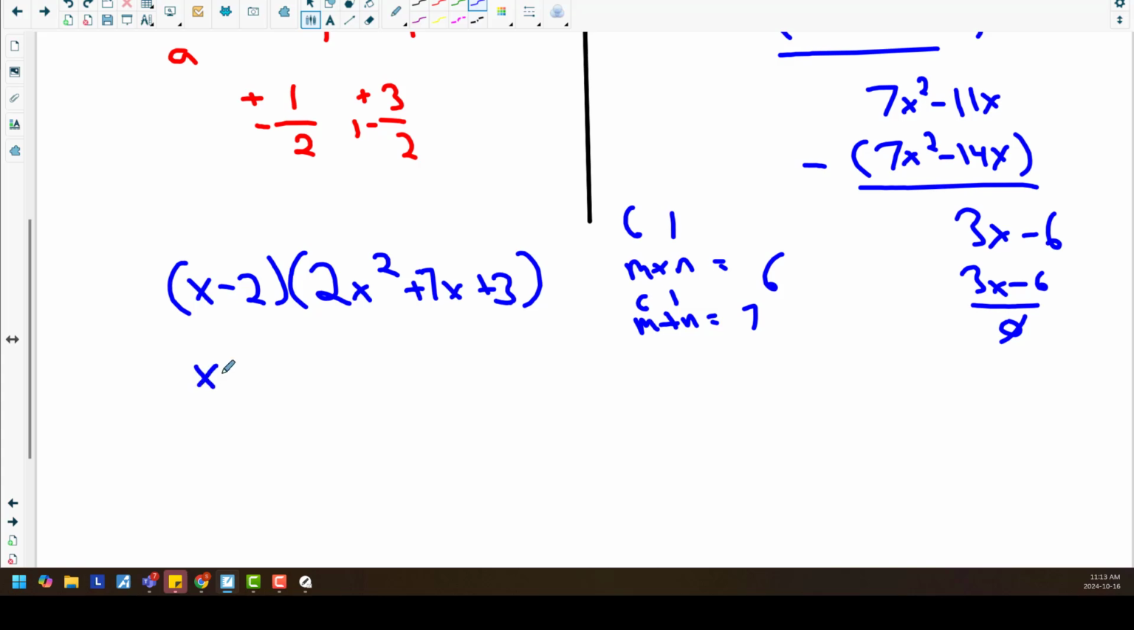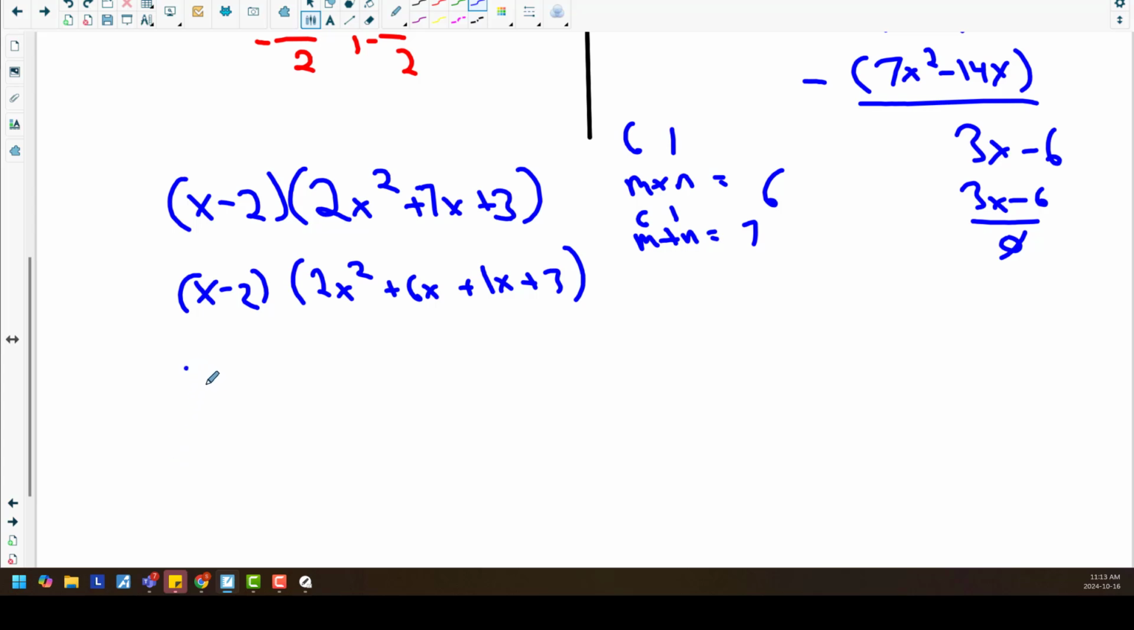So x minus 2. This is going to be 2x squared. And a lot of students, unfortunately, forget that the answer is not just x plus 6, x plus 1. You have to decompose the middle term, because this is considered a tricky trinomial, meaning the a value is not 1. So you can't take a shortcut. You have to do it the long way if you want to do it accurately.